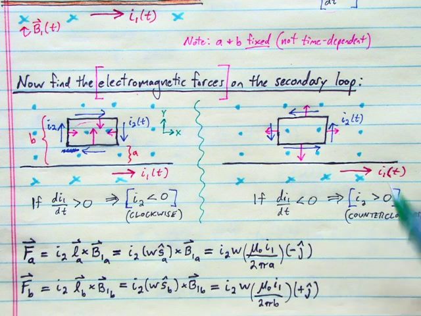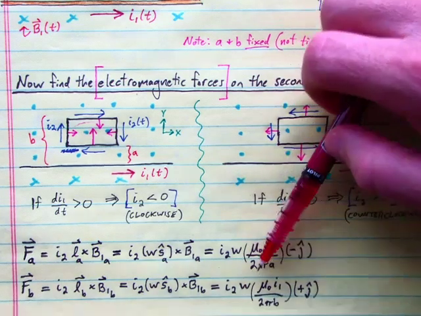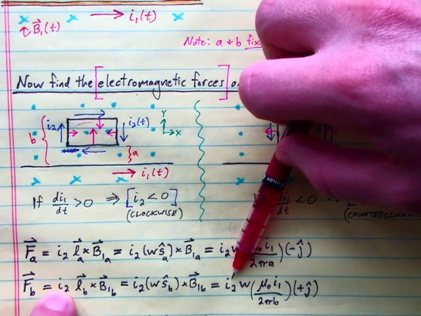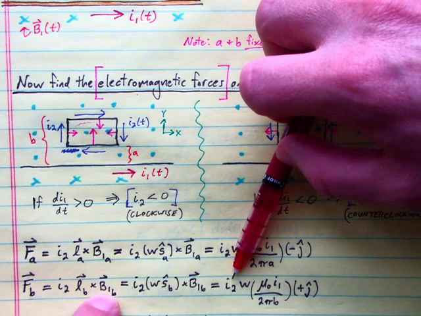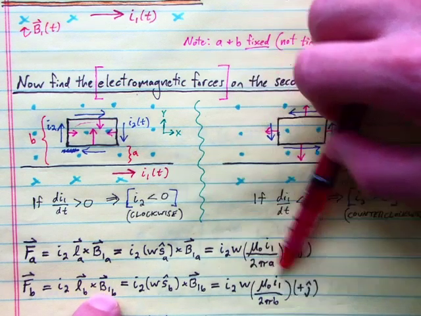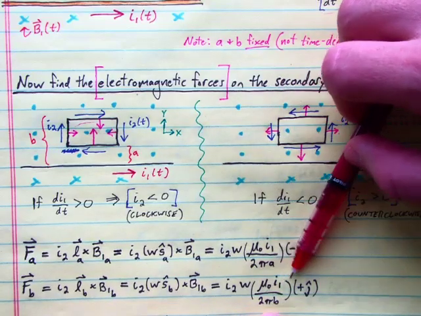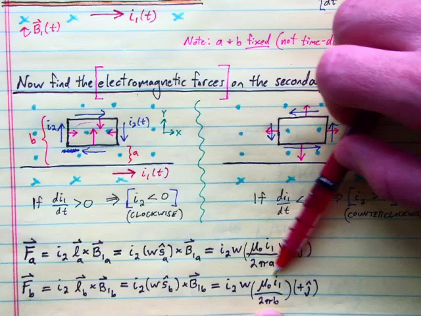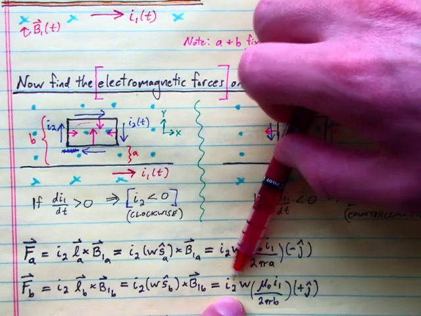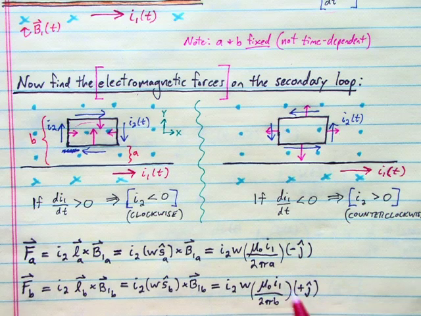Must keep track of the two different currents here. This is the current in the secondary, but the B field is being produced by the primary. So here is the B field produced by the primary, which depends on I1. I1 is producing that B field. I2 is responding to that B field. Let's check our signs here.